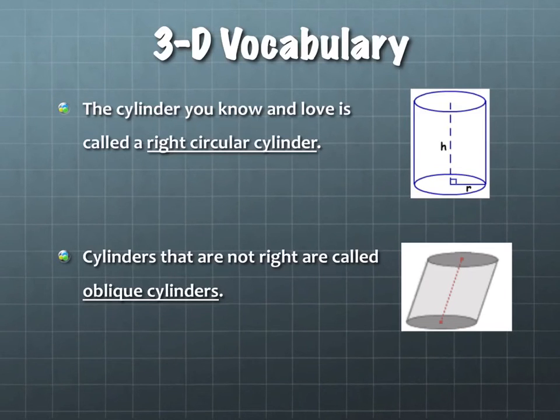If you have the leaning, it's called oblique, just like we did before with our other shapes, our pyramids and our prisms. You turn it onto a slant, we have an oblique shape instead of a right shape.